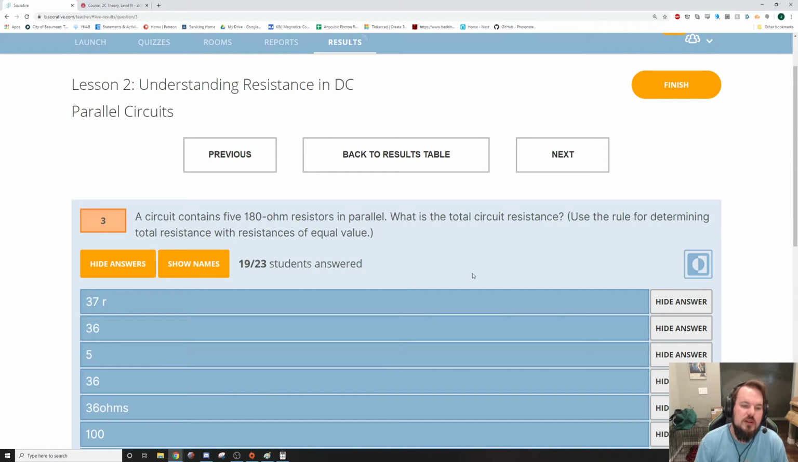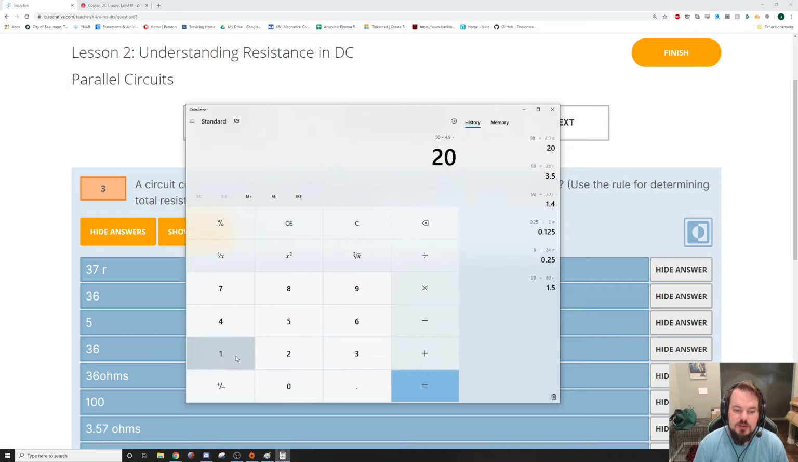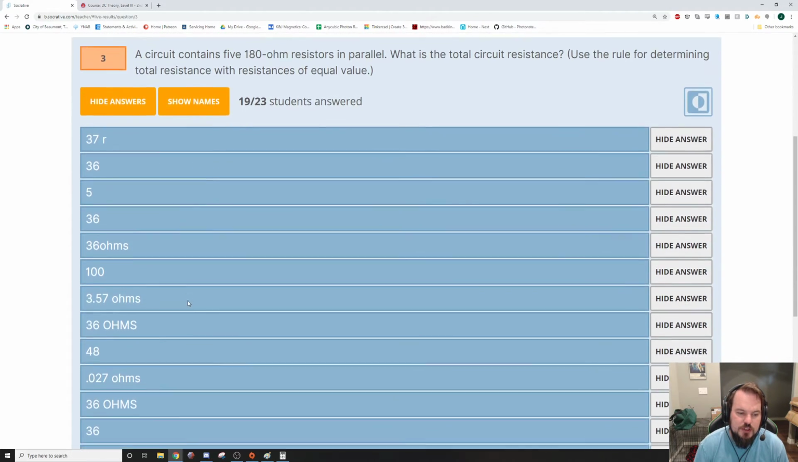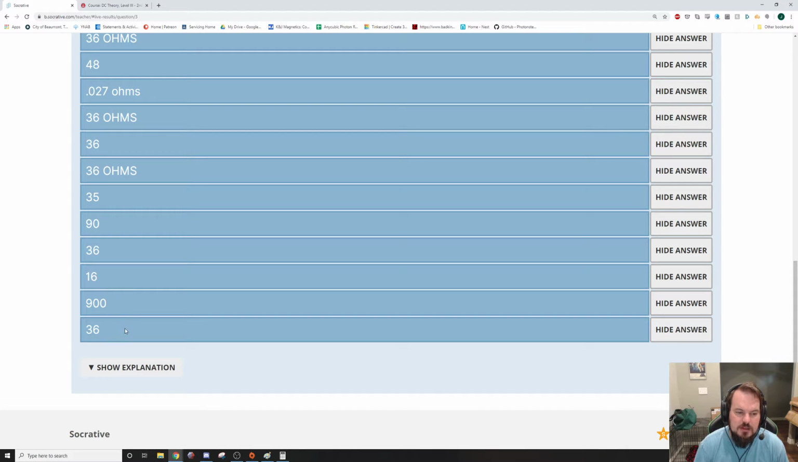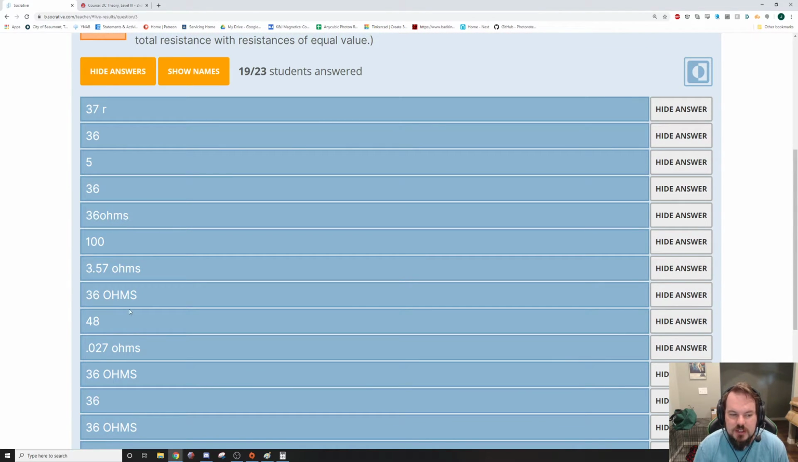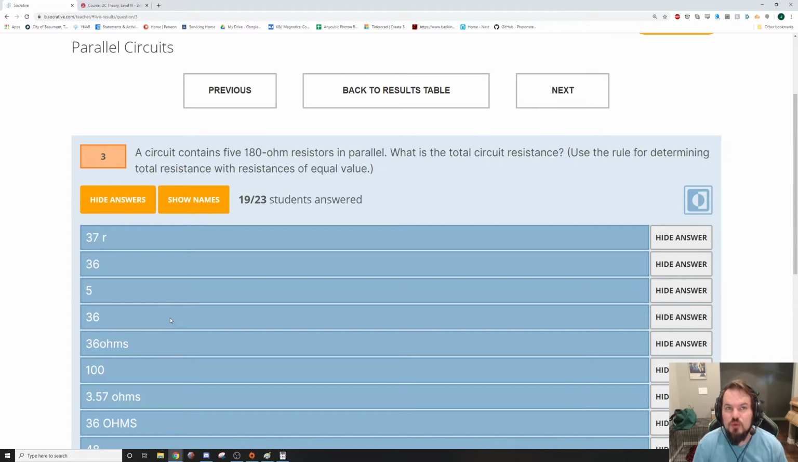Oh, skipped one. A circuit contains five 180 ohm resistors in parallel. What was the total circuit resistance? Well, all we have to do is 180 divided by 5. That's 36. Should be 36 ohms. Got a lot of different answers, but the answer is 36 ohms. I know probably everybody got this one wrong, like it told them they were wrong. That's because I copy pasted the ohm symbol as the answer, and that's not correct. That's my bad.